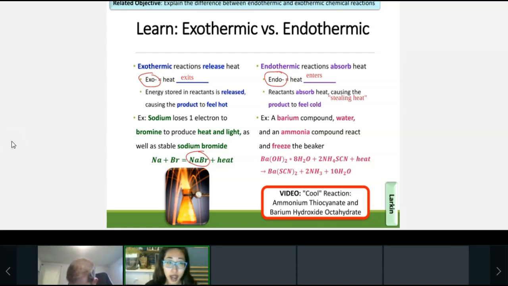So here's a cool reaction of this. We have ammonium thiocyanate and barium hydroxide reacting, and they absorb so much heat that they actually freeze the beaker. I do have a link to that video in the chat. I don't have time to play it right now, but it's a pretty cool reaction to take a look at in more than one way. It's cool because it's awesome, but also because it's actually a cold reaction.